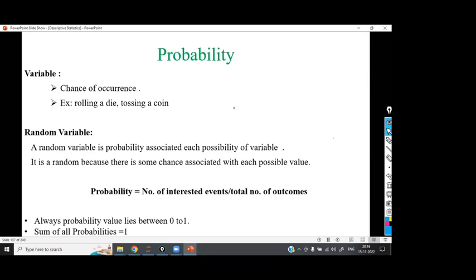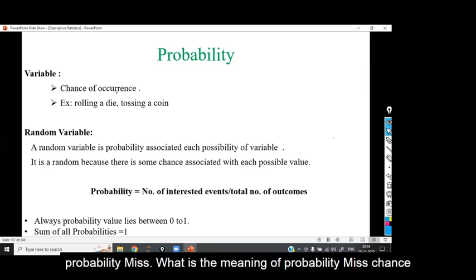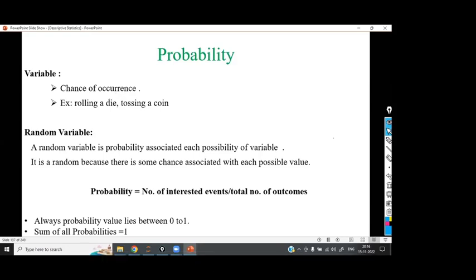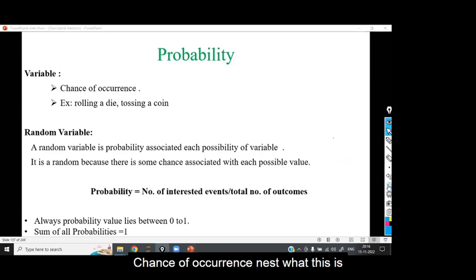Right? So now, what is the meaning of probability? Chance of occurrence. Chance of occurrence. This is the meaning. Now, how to calculate the probability?